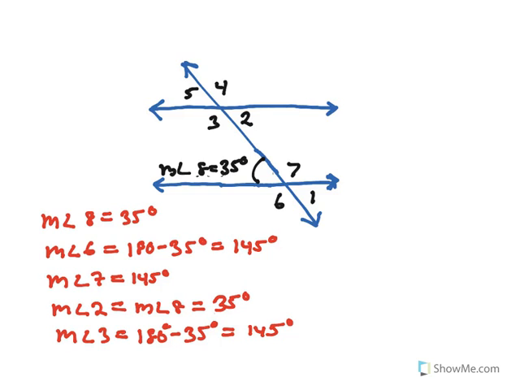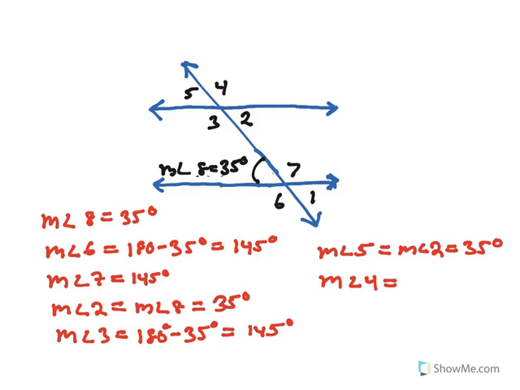So let's find the measure of angle 5. Well, the measure of angle 5 should equal the measure of angle 2 because they're vertical. And we said angle 2 is 35 degrees. The opposite angle, 5, is a vertical angle, so it's equal to the measure of angle 2. So that's going to equal 35 degrees. Does that make sense?